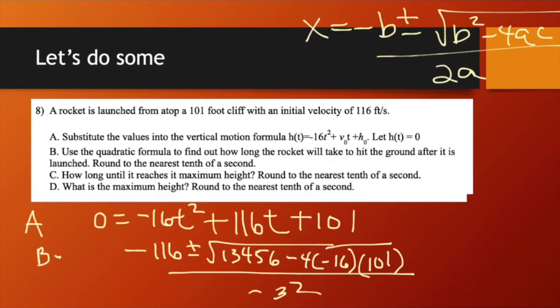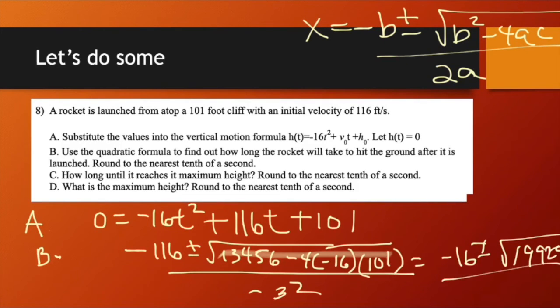Minus 4 times negative 16 times 101, so 19,920. We're going to do negative 16 plus or minus the square root of 19,920 over negative 32. I'm running out of room. You should have given us more room. Yeah, I'm running all over.